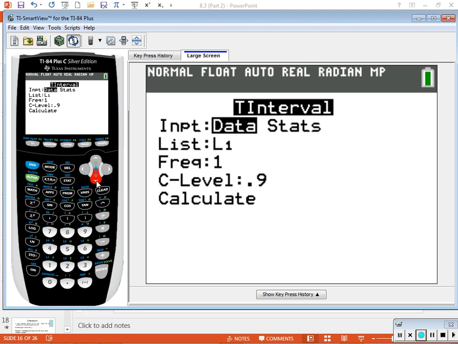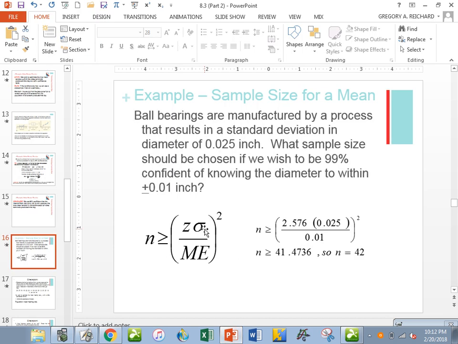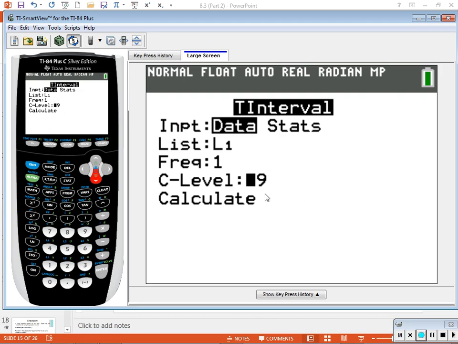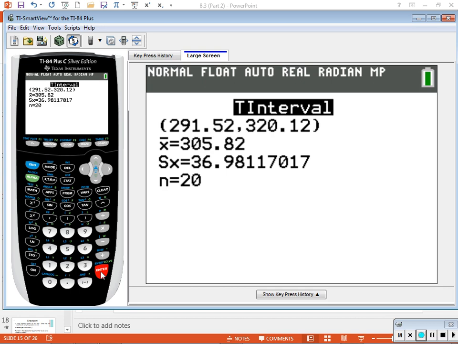Each of those values occurs once. We want to compute here a 90% confidence interval. So I'm going to put a 0.9 in for the confidence level. And when I calculate this, here's what I got.